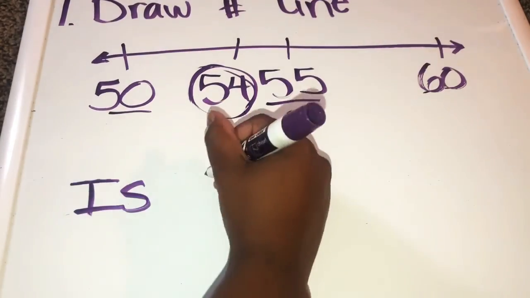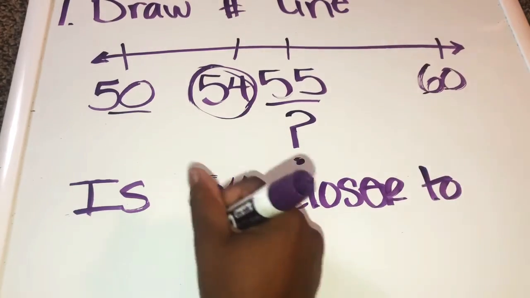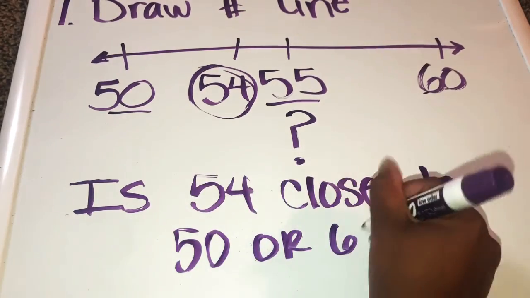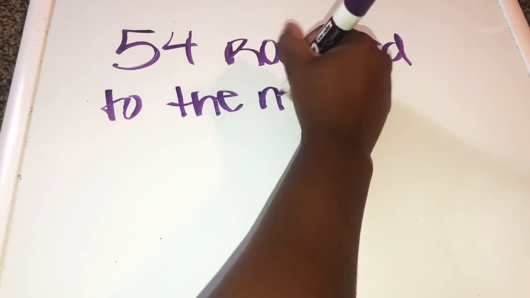So my question to you all is, is 54 closer to 50 or 60? Circle the number that you think is correct. If you said 50, you're absolutely correct. So that means that 54 rounded to the nearest 10 is 50.